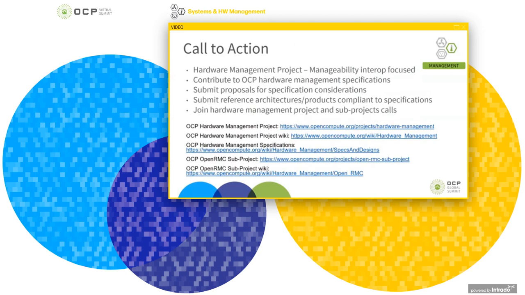So in summary, I went over the OCP hardware management project overview. Its scope is basically defining common manageability requirements across OCP platforms, making sure we have reference designs and reference architecture for common manageability standard. It is focused on system level firmware, BMC, and hardware management.